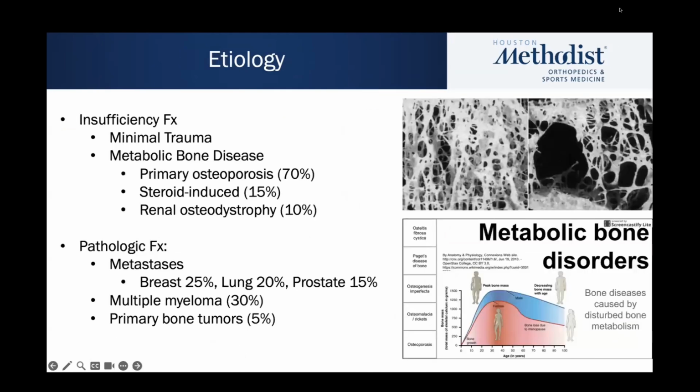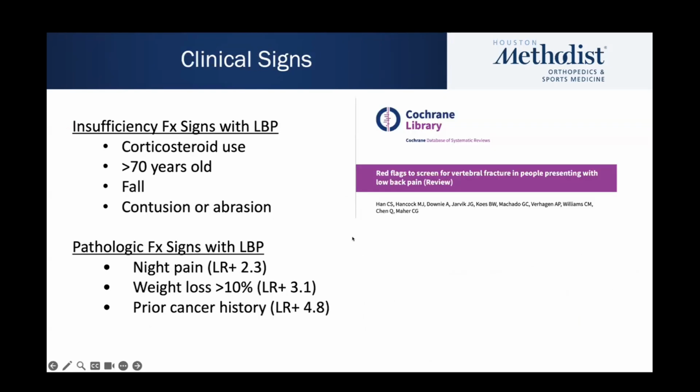In terms of etiologies, as I touched upon, insufficiency fractures really result from minimal trauma composed of metabolic bone disease, obviously osteoporosis being the most significant, but steroid-induced fractures are significant, as well as renal osteodystrophy. Pathologic fractures primarily come from, in the spine, breast, lung, and prostate, multiple myeloma, as well as, to a much lesser extent, primary bone tumors.